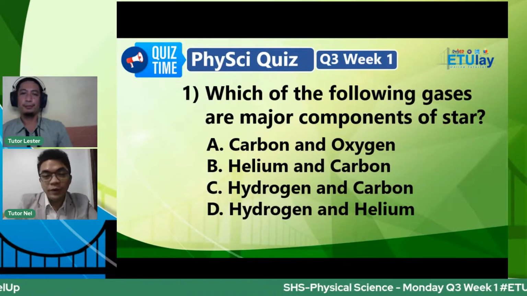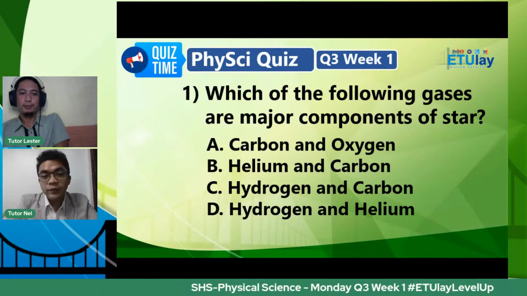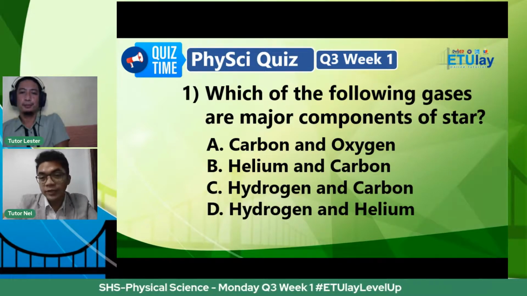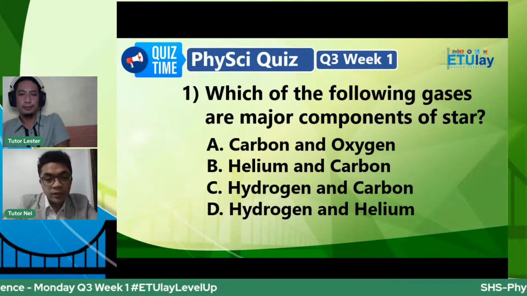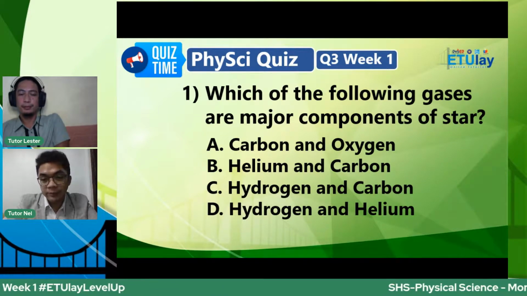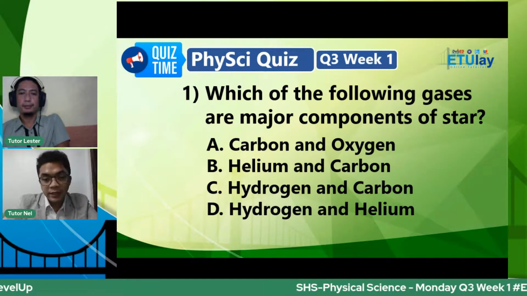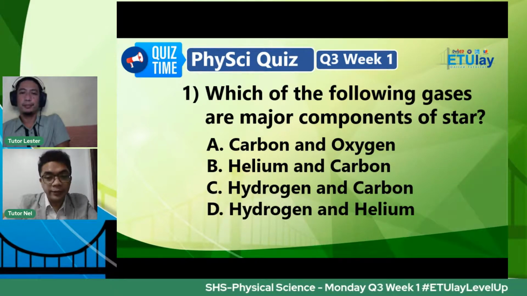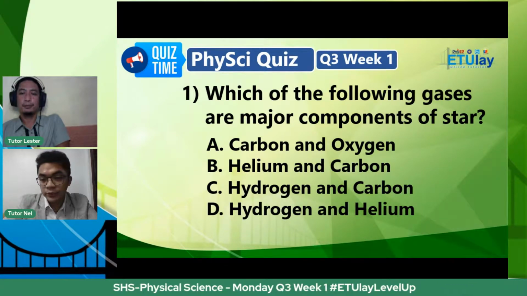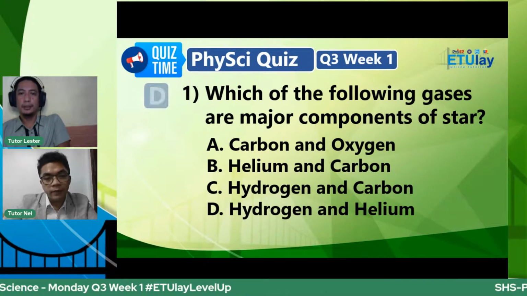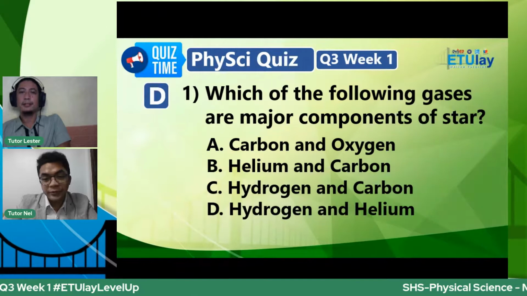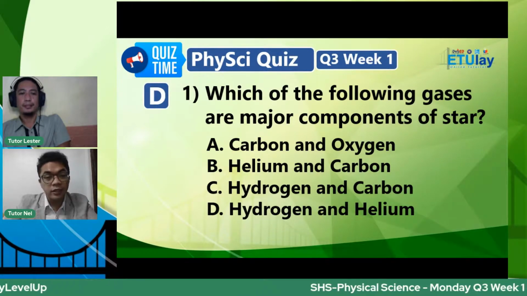Okay, so number 1, which of the following gases are the major components of a star? A, carbon and oxygen. B, helium and carbon. C, hydrogen and carbon. And letter D, hydrogen and helium. The correct answer is letter D, hydrogen and helium.